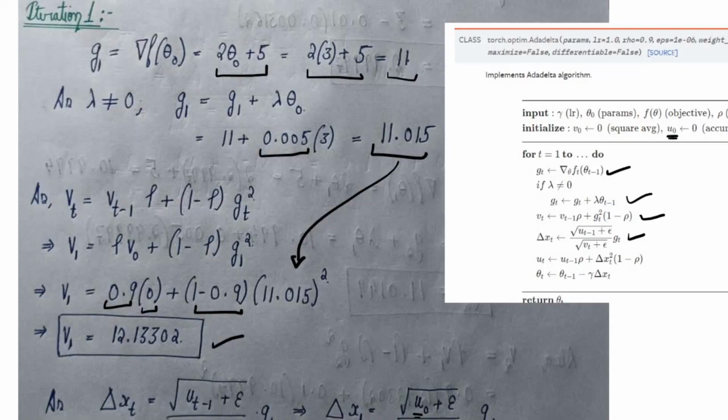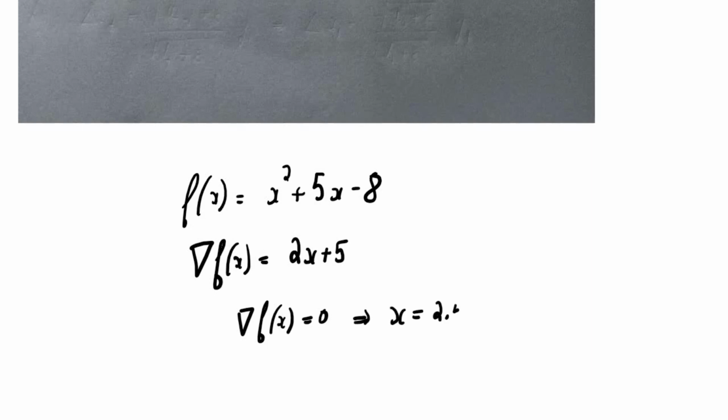Let's go back to our pen and paper implementation and see what exactly should be the minimal value. So we have f(x) as x square plus 5x minus 8. Now the first thing which we need to do is calculate the gradient of f(x), which we were able to rightfully calculate as 2x plus 5. Now to calculate the minima, we equate the gradient of f(x) to 0, and on doing so we get the value of x as 2.5.